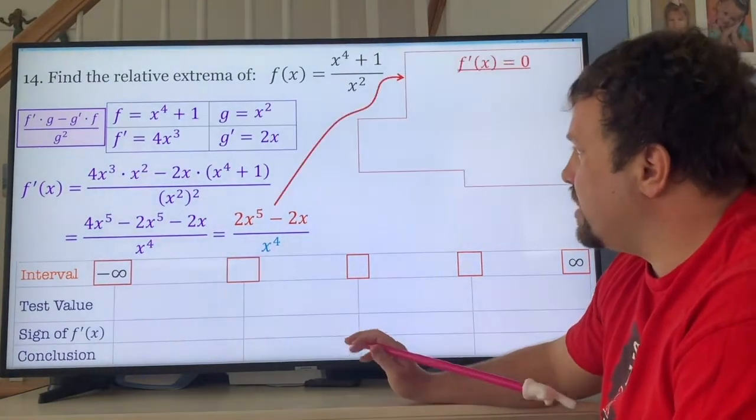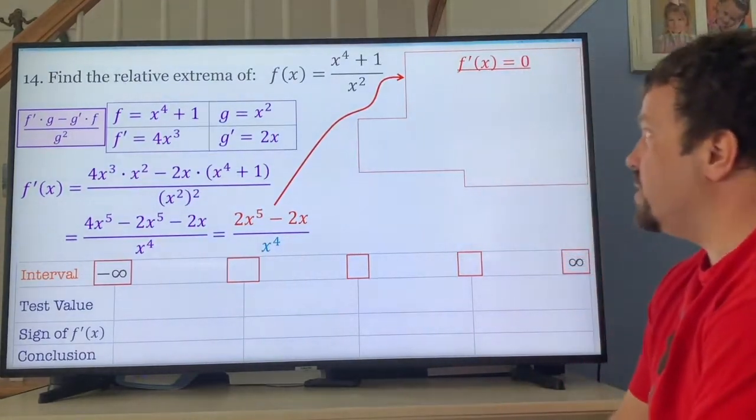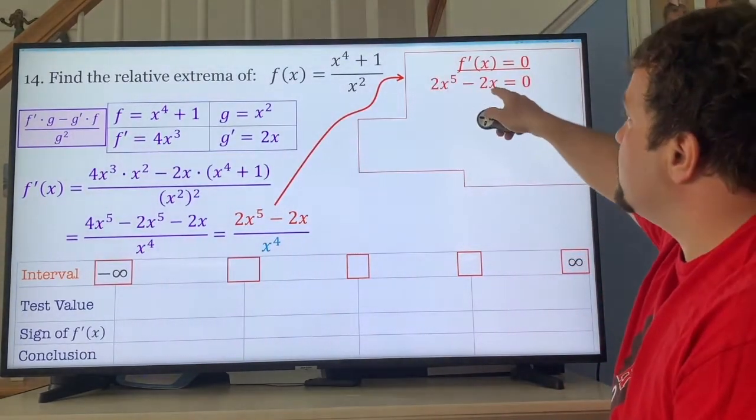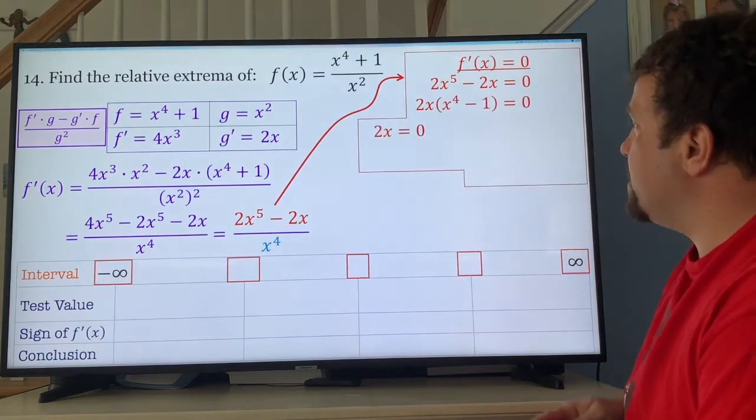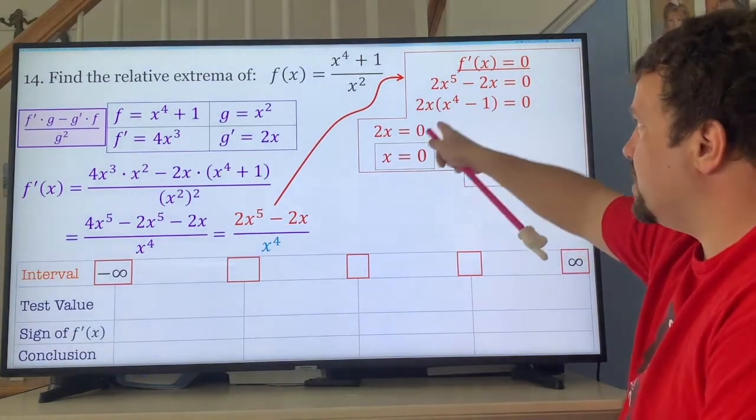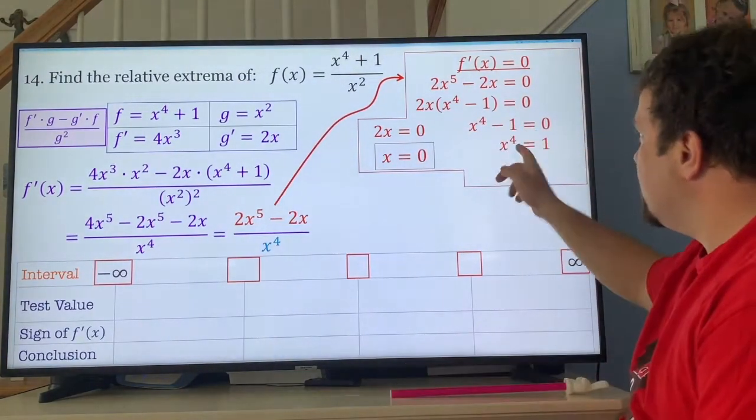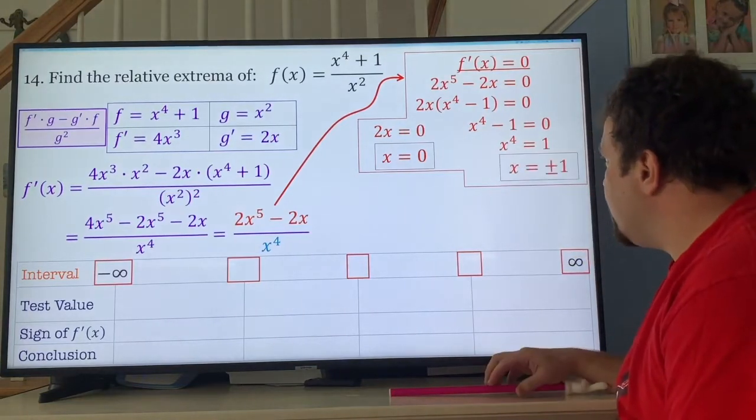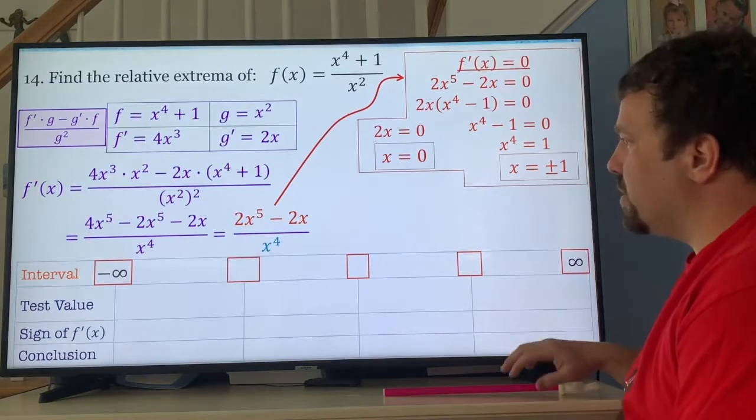So what you're going to do is take the numerator and set that equal to 0. That's when your whole derivative is 0, when your numerator is 0. You are going to take a 2x out, set the first piece equal to 0, set the second piece equal to 0. So divide both sides by 2, x is 0. x to the 4th minus 1 equals 0. Add 1 to both sides. What to the 4th power equals 1? A positive and a negative 1. So you have 1, 2, 3 critical points.